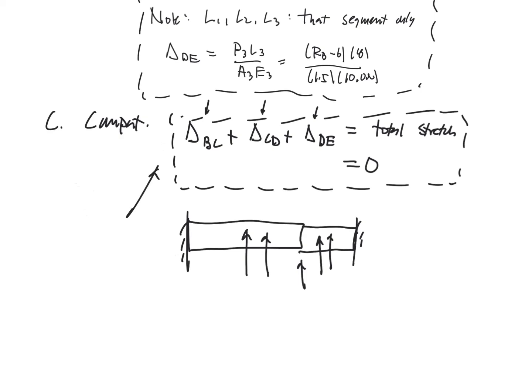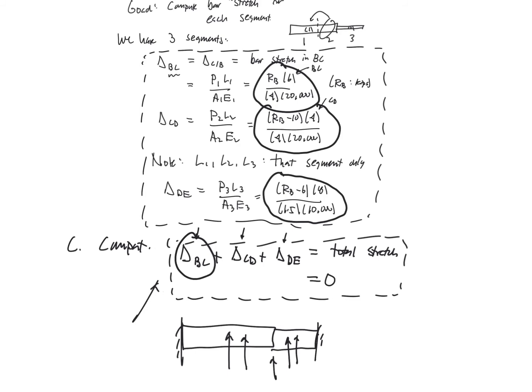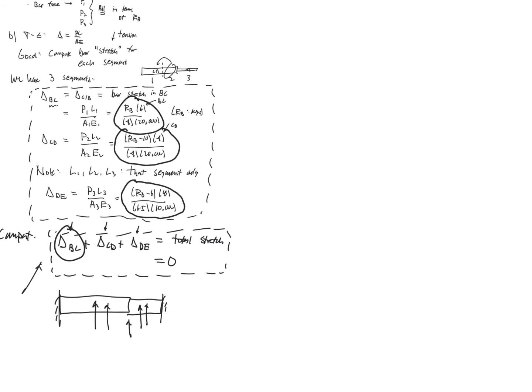Now notice what happens. Every one of those, here is delta BC. Delta CD is here. Delta DE is here. We're going to add all those up, and you see what happens? The only unknown in there is RB. So let's draw this off to the side.